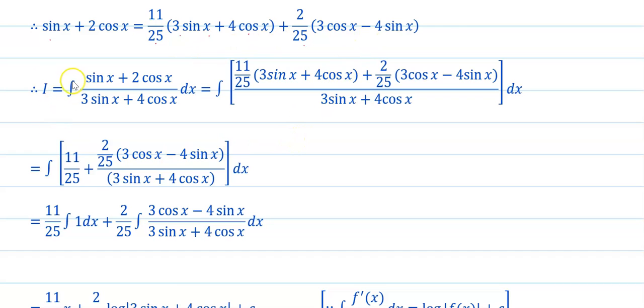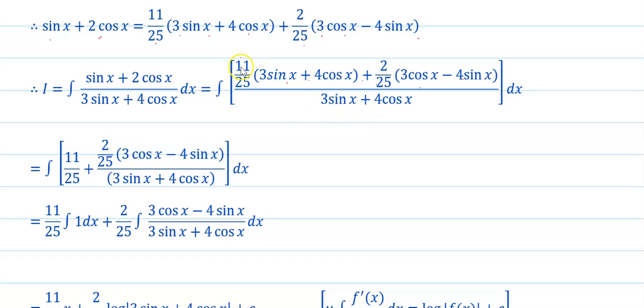Therefore I is equals to integral sin x plus 2 times cos x upon 3 sin x plus 4 cos x into dx is equals to integral. This is the numerator. Instead of this numerator, what will we do? We will substitute the values. That is 11 upon 25 in bracket 3 sin x plus 4 cos x plus 2 upon 25 in bracket 3 cos x minus 4 sin x. Okay. Now split this up.